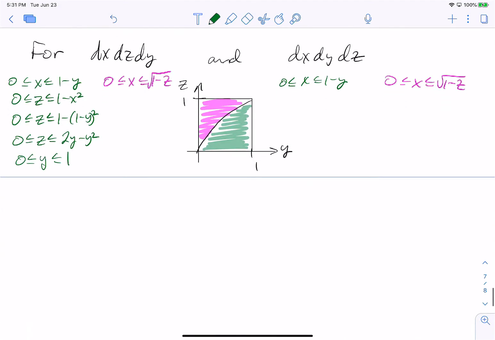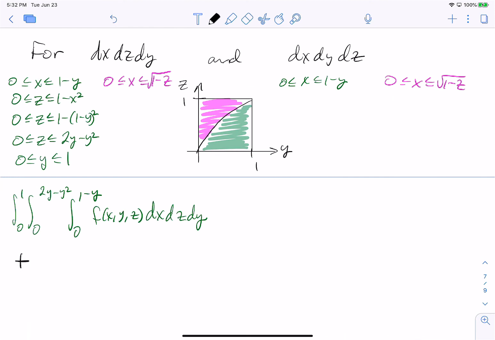So that gives us one of that pair of integrals: from 0 to 1 of the integral from 0 to 2y minus y squared of the integral. At this point, I'm reading these in the reverse order of how we wrote them. That third integral is the integral from 0 to 1 minus y of f of x, y, z, and then the order that we were working on was dx, dz, dy. To that, we're going to add the integral that we get from analyzing the pink portion.